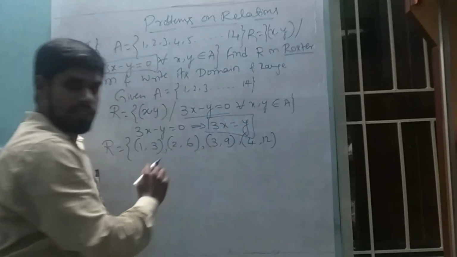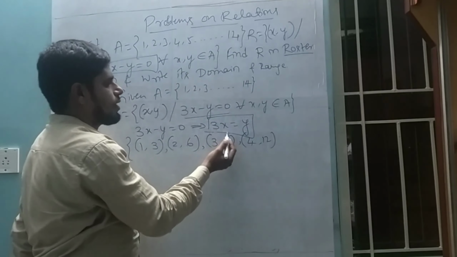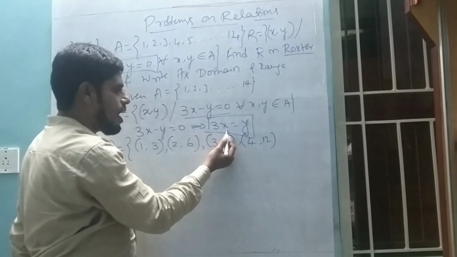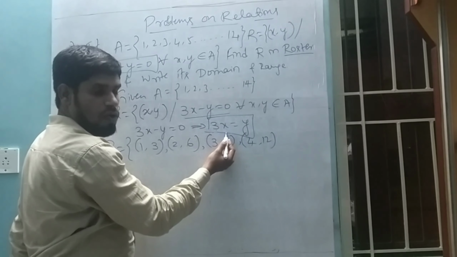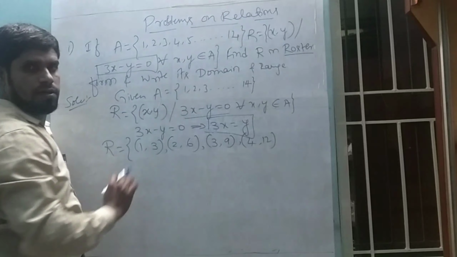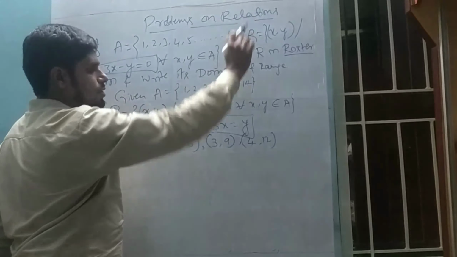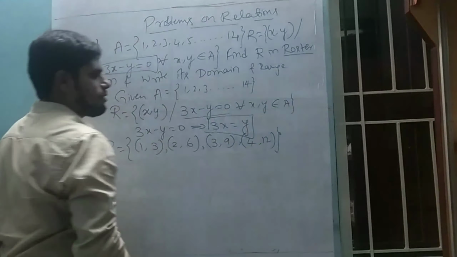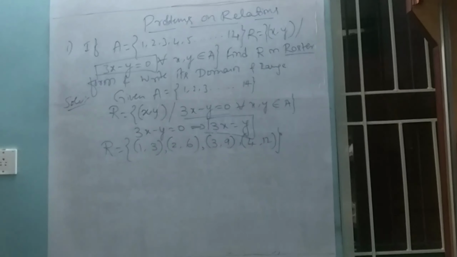Here, if I put x equal to 5, I can take x as 5, but there is a problem here. If I take x as 5, at this particular point, the value of y is 15. But I don't know what 15 is, so I cannot accept 5 for x. So the last element in my relation is (4, 12). Okay. This is my relation in roster form. Each and every element is clearly defined here.